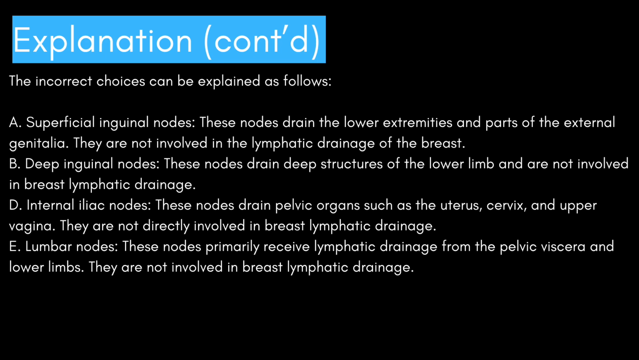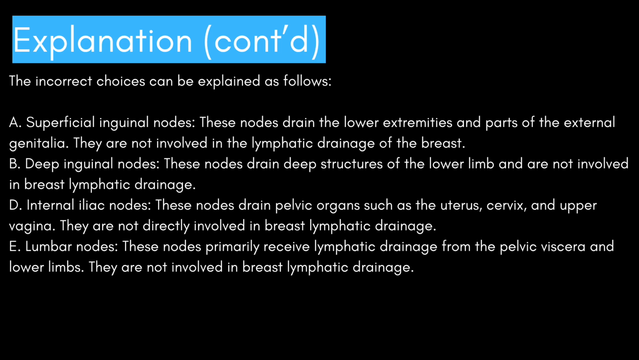These nodes drain pelvic organs such as the uterus, cervix, and upper vagina. They are not directly involved in breast lymphatic drainage. E, lumbar nodes. These nodes primarily receive lymphatic drainage from the pelvic viscera and lower limbs. They are not involved in breast lymphatic drainage.